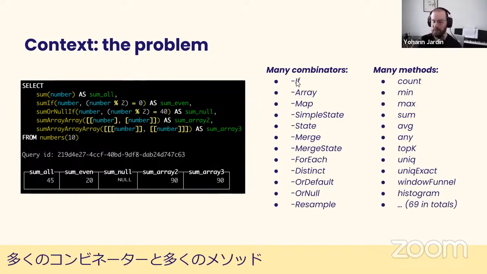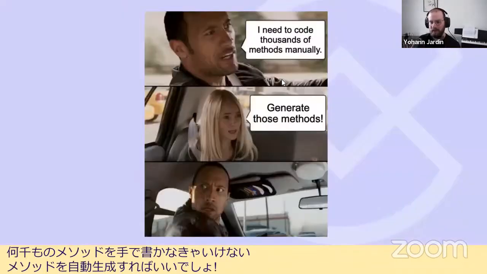With that, you have a dozen combinators and 69 methods. If you want to generate all of them or to write them all, it's going to be quite a tedious task, especially to maintain that over time. We might have to write thousands of them, and we thought, okay, maybe here we need to generate those.